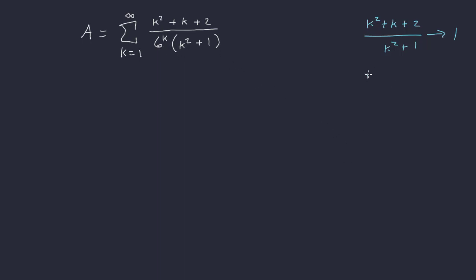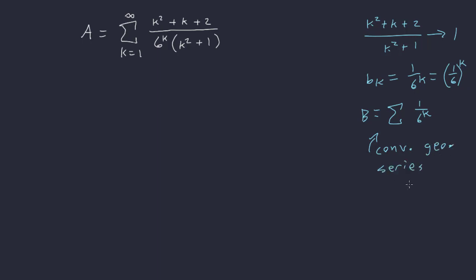All right, so I'm going to think of my bk's as 1 over 6 to the k, which could also be rewritten as 1/6 to the k. And I think that's going to be my test series. I'll write it like this, but this is a convergent geometric series with r equal to 1/6. Okay, so here's actually an example where we will use a geometric series as our test series. They do happen sometimes.